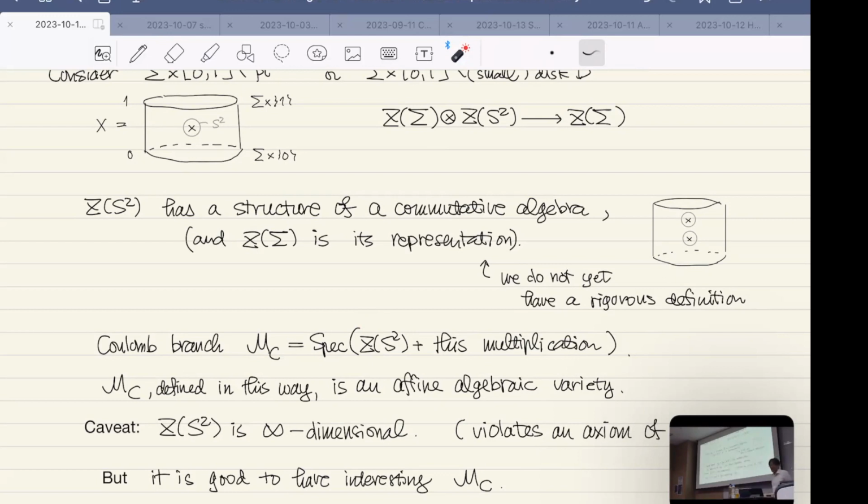The physicists didn't have this definition, but they say, how to say, the Coulomb branch is a spectrum. I think they basically say the Coulomb branch is the spectrum of the ring of monopole operators. Kind of.